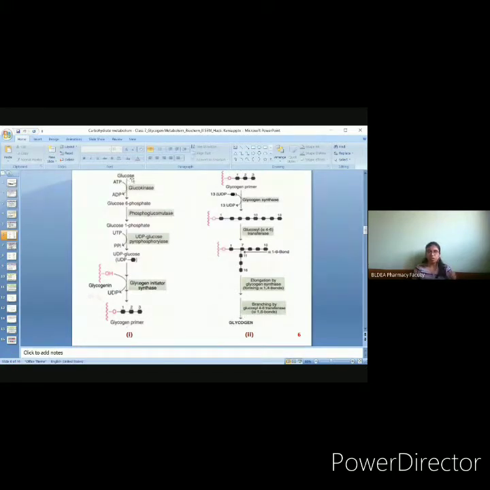It will first convert glucose into glucose 6 phosphate, then into glucose 1 phosphate. Now these glucose 1 phosphate molecules will attach with the UDP, or you can say these will replace the phosphate with the UDP. Now these UDP glucose molecules will go and attack on the glycogenin, resulting in the synthesis of glycogen primer.